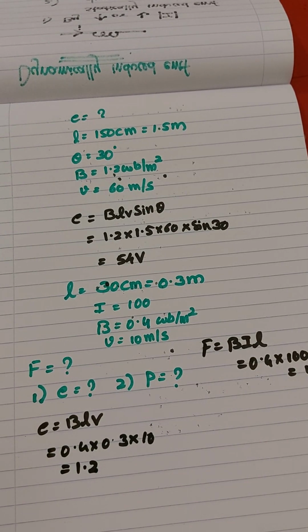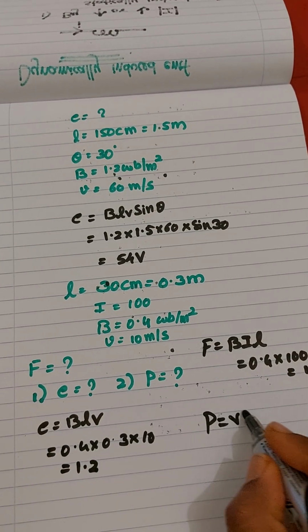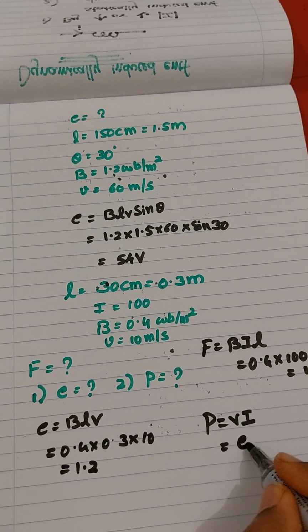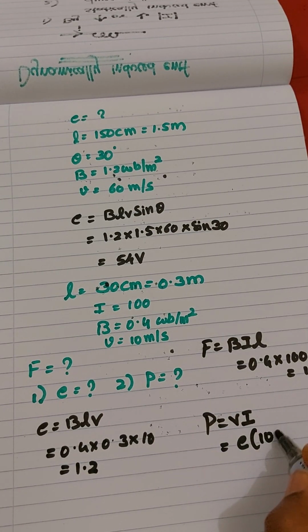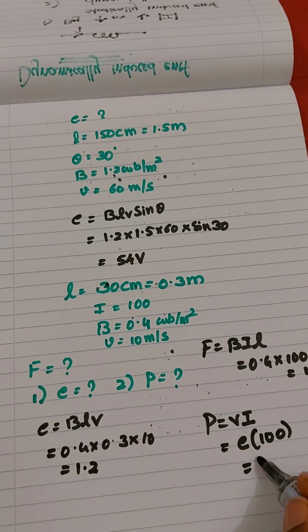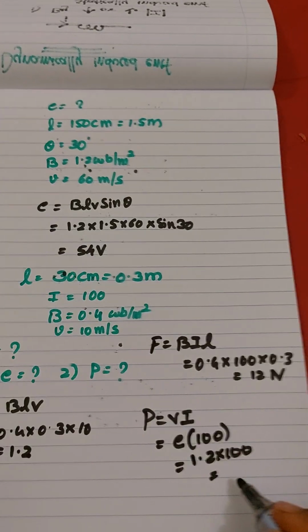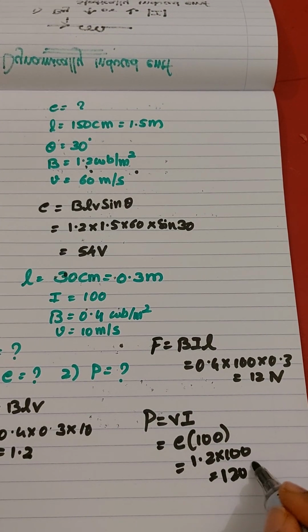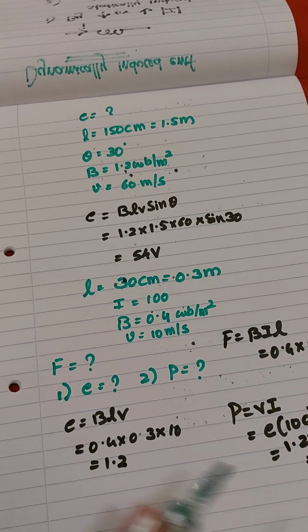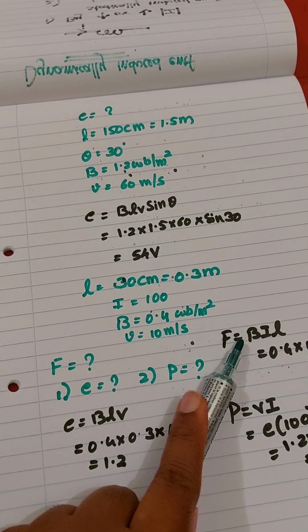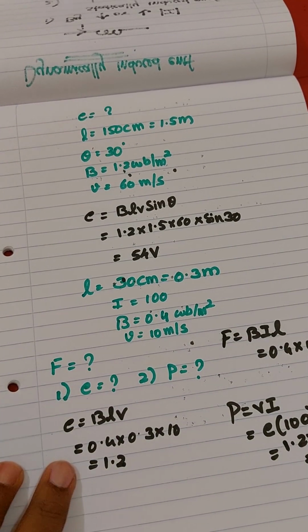And the second question is power. So P is equal to VI. This is the formula you know. V means E, and I is given as 100. So the E you got is 1.2. So 1.2 into 100 is equal to 120 watts. So that is power. This is voltage. This is force. So this is how you can calculate.